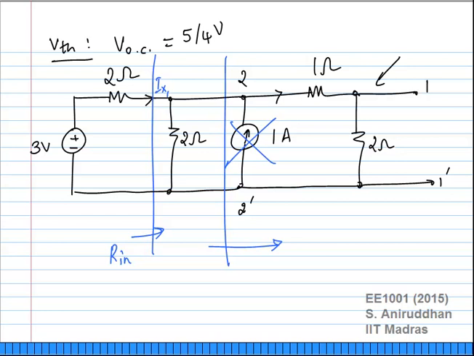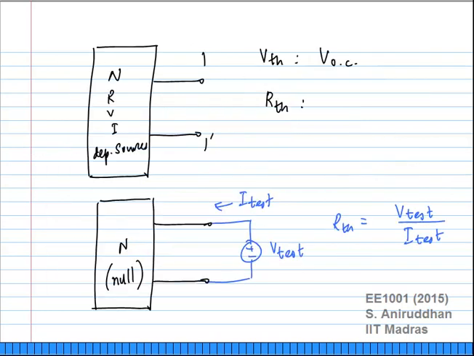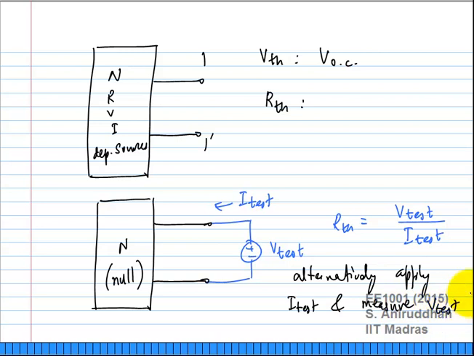Alternatively, okay, you could also apply a test current, measure the voltage developed across 1 and 1 prime, okay, that will also give you the resistance. Both will give you the same result, of course.